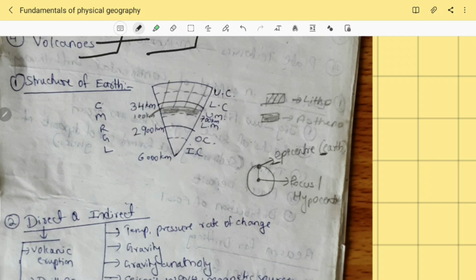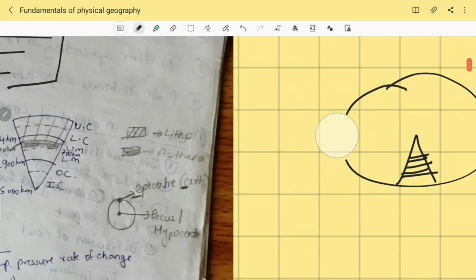Now what they have given here extra is till what depth, say you are standing on the earth. Let me draw it here.